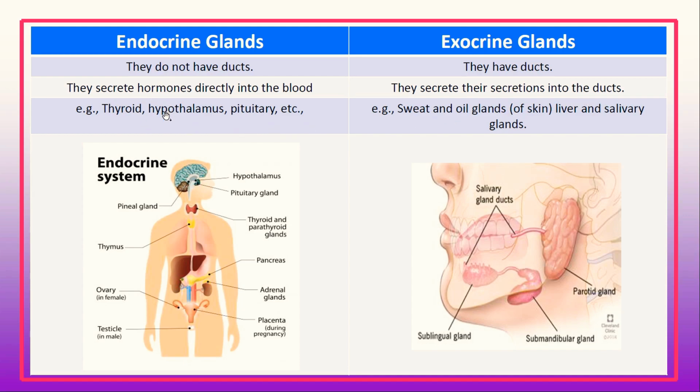Examples for endocrine glands are the thyroid gland, hypothalamus, pituitary, etc. Examples for exocrine glands are sweat glands, oil glands as well as salivary glands.